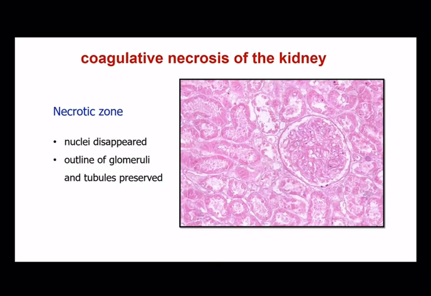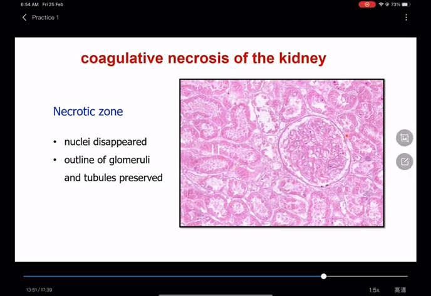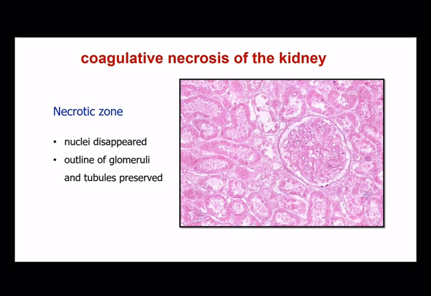At high magnification, here is the necrotic zone. It's pink colored and has no nuclei. Here is a tubule. The nucleus of this epithelium has disappeared, but the outlines of glomeruli and tubules are preserved. This is a very important feature of coagulative necrosis.